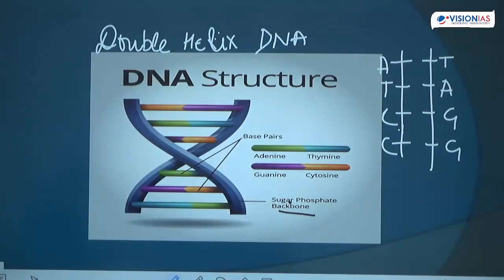The base pairing is complementary, with adenine joining to thymine, and cytosine joining to guanine.